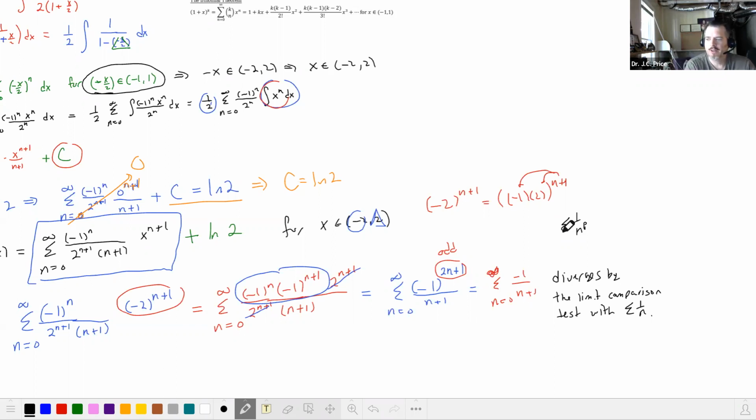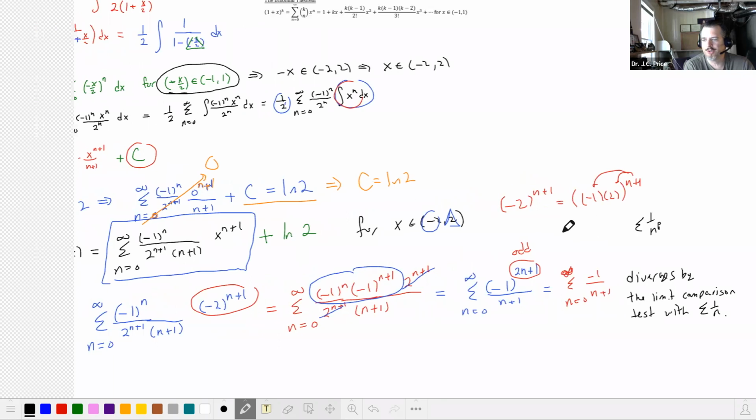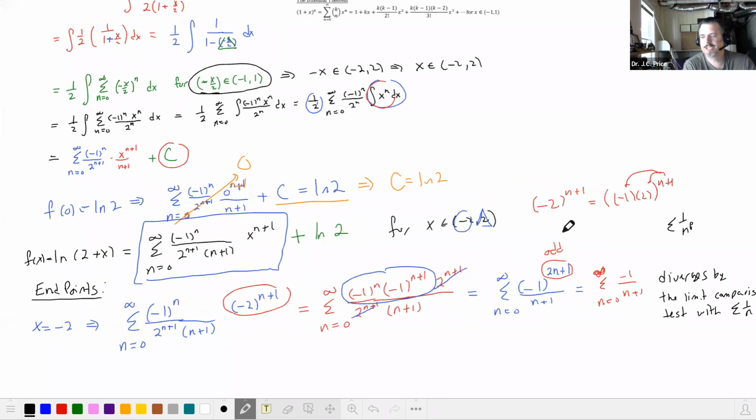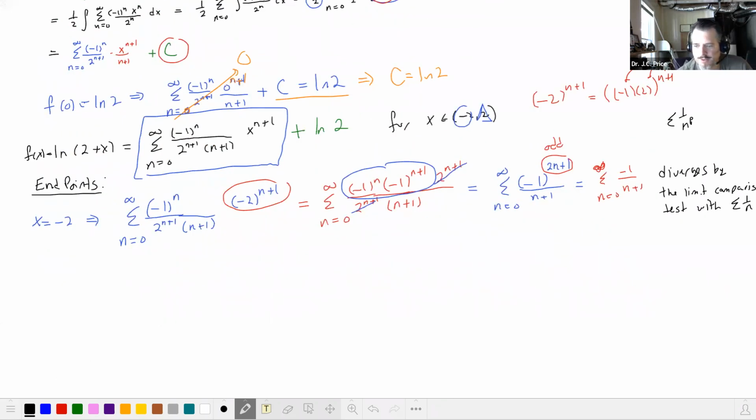Okay. So what does that mean? That means we don't include -2, but we still have +2. So let's see what happens when x equals +2. So when x equals +2, what's going to happen? So again, we're going to come back up here, and we're just going to plug it into the series part because a plus ln of 2 doesn't really do anything for the convergence.